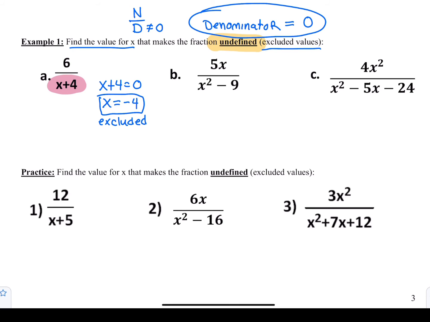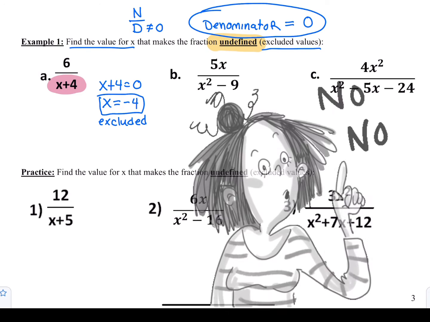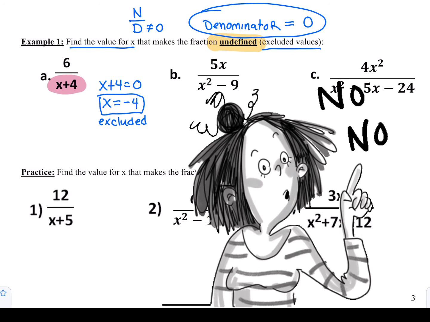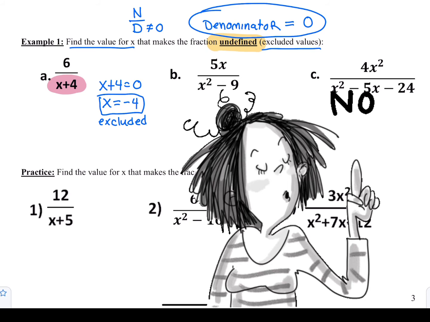So excluded means it's not allowed to be substituted in for x because it would make a denominator of 0, and a fraction with a denominator of 0 does not have a definition, so it's undefined.